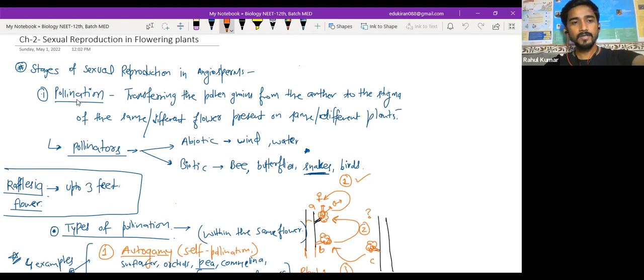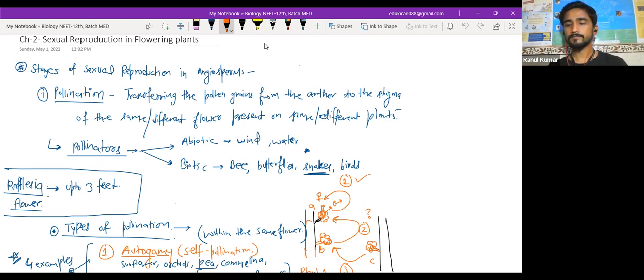First is pollination. Now, what is pollination? Pollination is the transferring of the pollen grains from the anther to the stigma. When I say from the anther to the stigma, there are 2 things here. There are some flowers which produce both the parts in the same flower. They are called bisexual flowers.